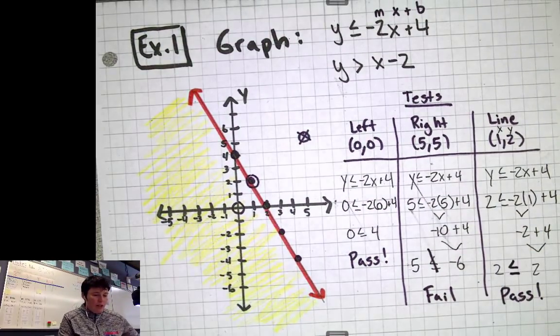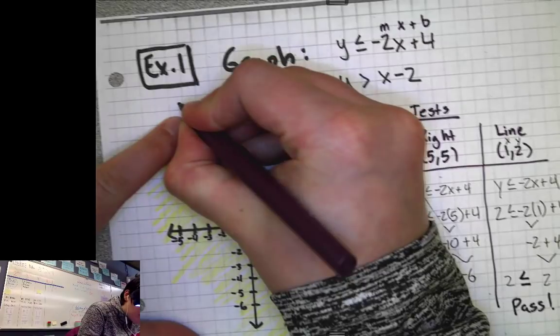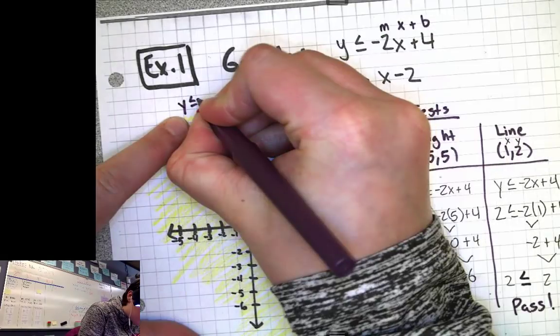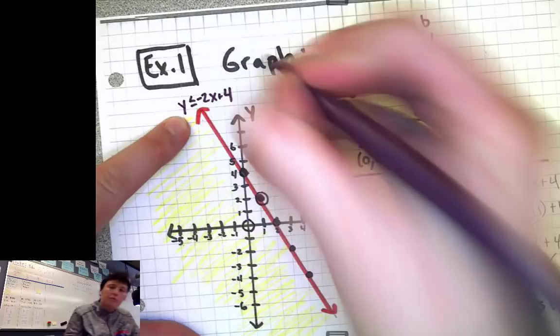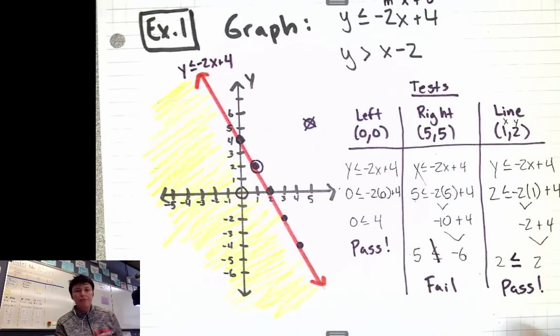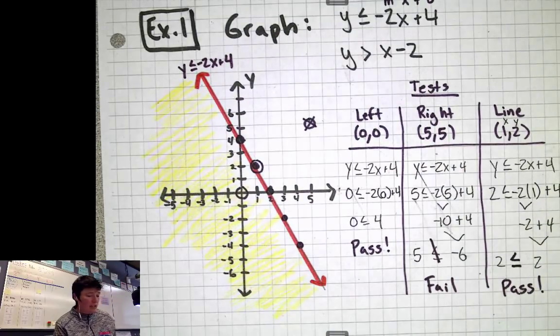I'm going to write the equation next to the arrow up here. This is y is less than or equal to negative 2x plus 4, and we're ready to go on to the next line. Cool. Okay, so let's move on to the next line.